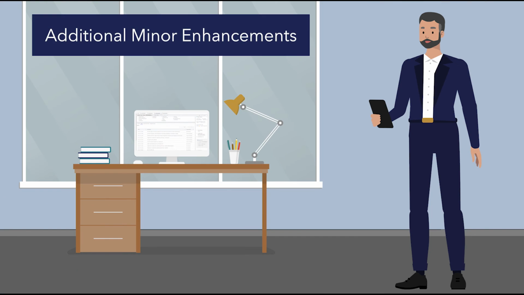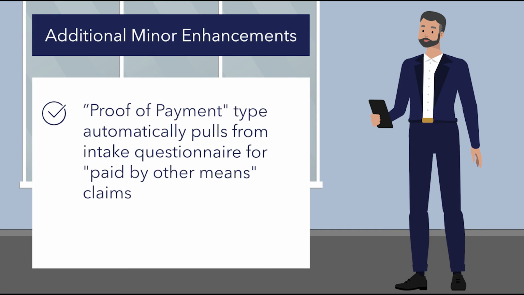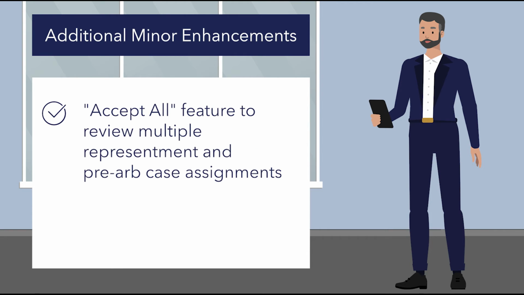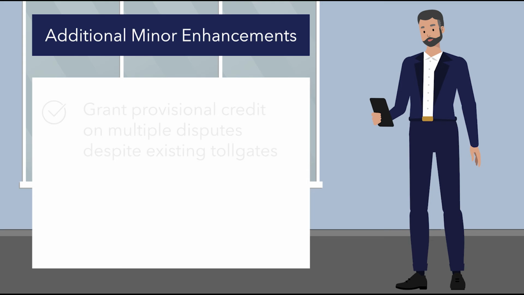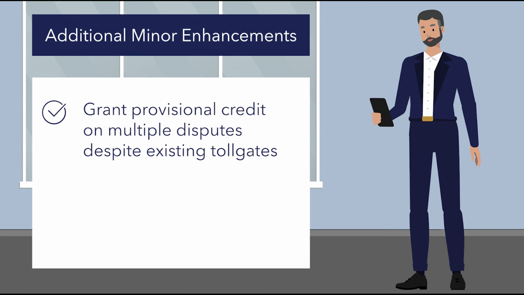Additional minor enhancements that have been added to the system are as follows. We've added additional logic to automatically set the proof of payment type for paid by other means claims based on the type of payment that was selected during intake. We have added the ability to accept all through bulk processing when reviewing multiple representment assignments or pre-arbitration assignments. We have added the ability to grant provisional credit on disputes despite existing tollgates. This ensures that agents can issue the PC on an account as needed.